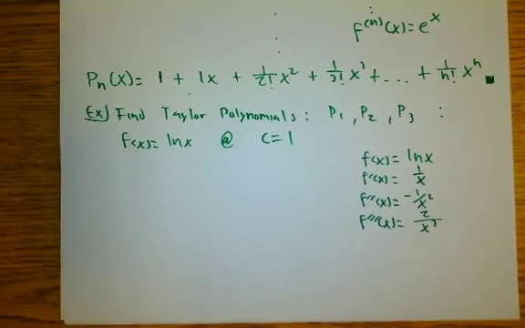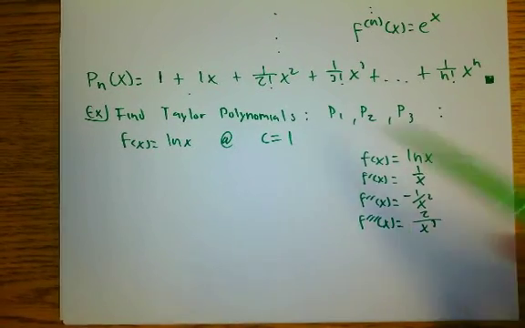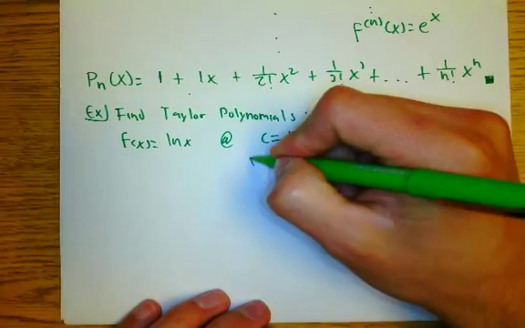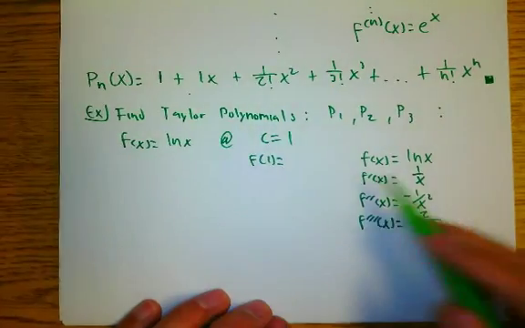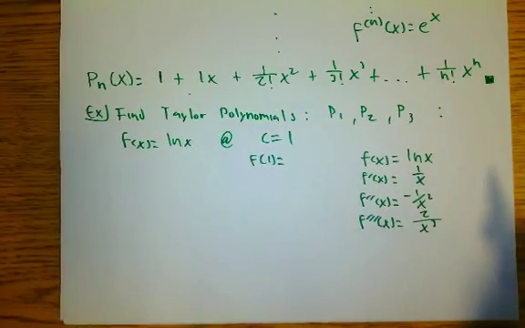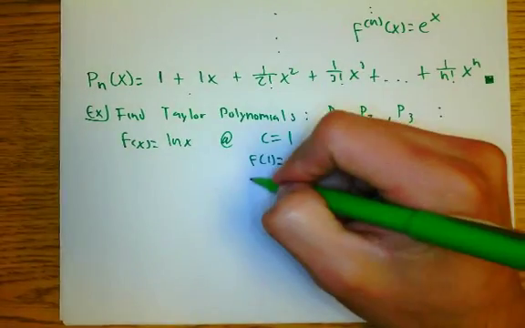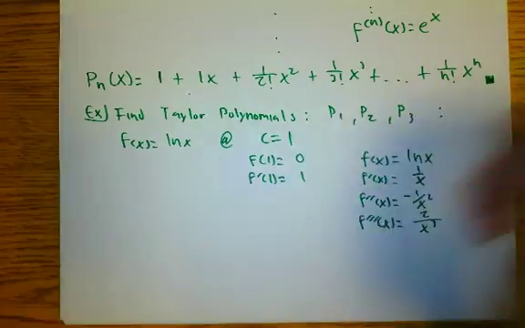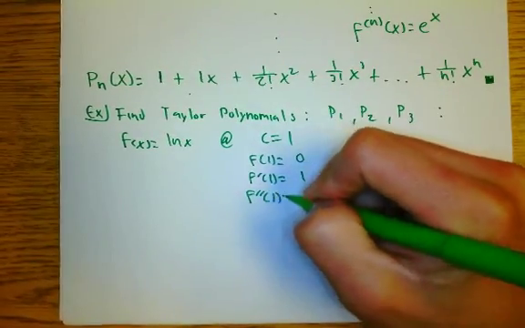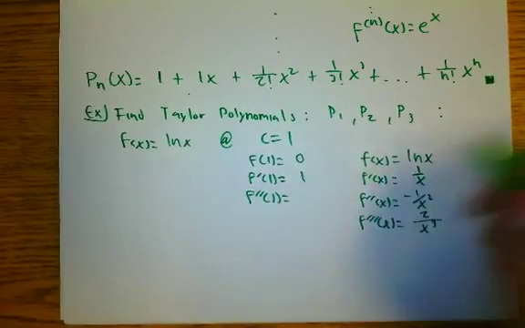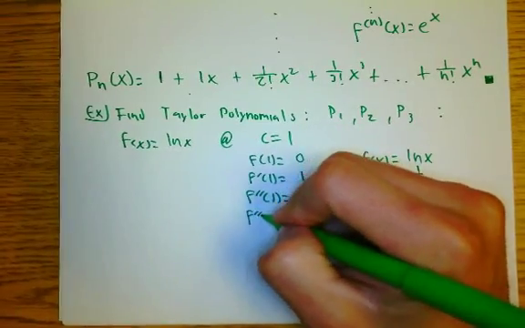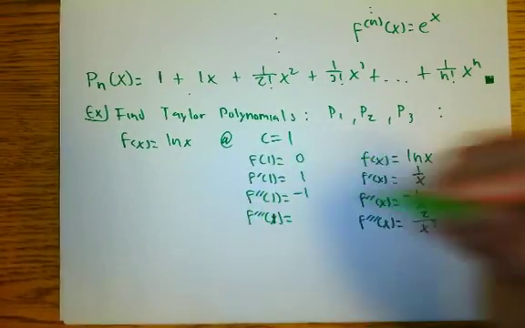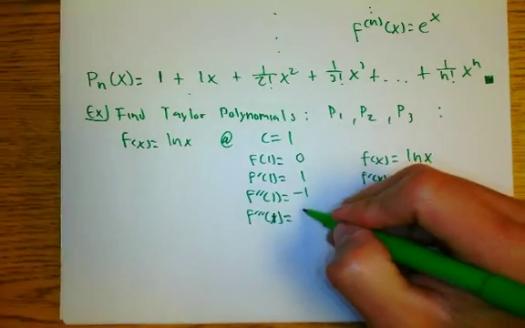So evaluate each one of those at your c. So in this case, you need to find out what f of 1 is. So f of 1, natural log of 1, is 0. F prime of 1, so what is 1 over 1? 1. F double prime of 1 is going to be negative 1. Third derivative, evaluated at 1, is going to be 2. Agreed? Okay.